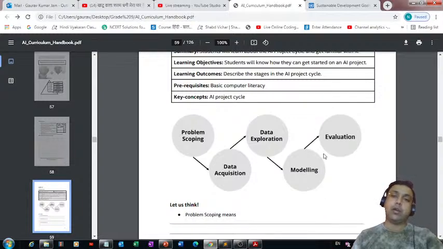We put all the algorithms in the evaluation stage, in that environment in which the problem exists, the problem which we have scoped and identified in the first stage. Then we evaluate the performances of all the algorithms we have developed in the modeling stage. Based on that performance, we decide which AI product is suitable for providing the solution to the people who are facing this problem. Fine. So that's what we do in the AI project cycle.